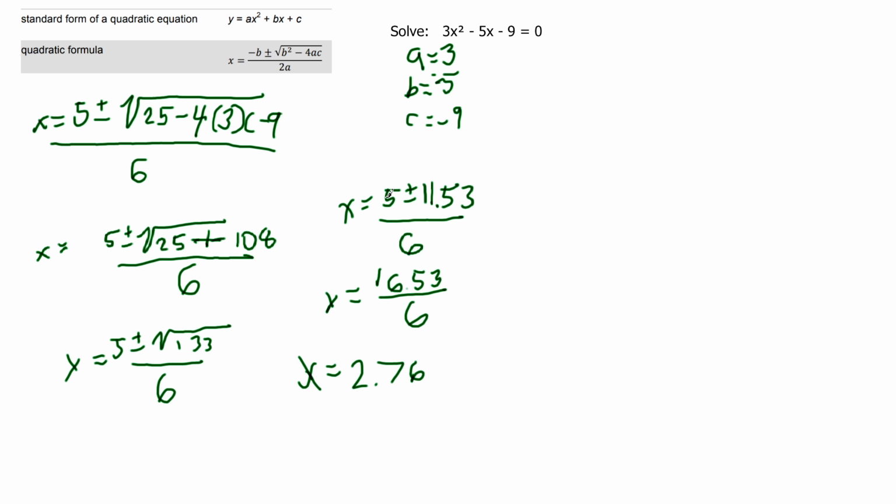Now we'll do 5 minus 11.53 to get our other value of x. 5 minus 11.53 is negative 6.53, divided by 6 is negative 1.09. So our other answer is negative 1.09. It won't be exact, but we can look at the multiple choice possibilities and choose the closest one to what we came up with.